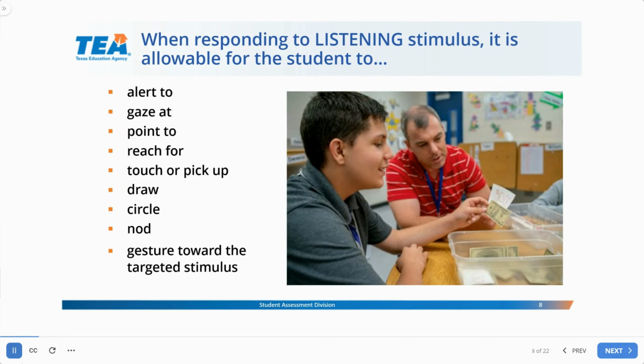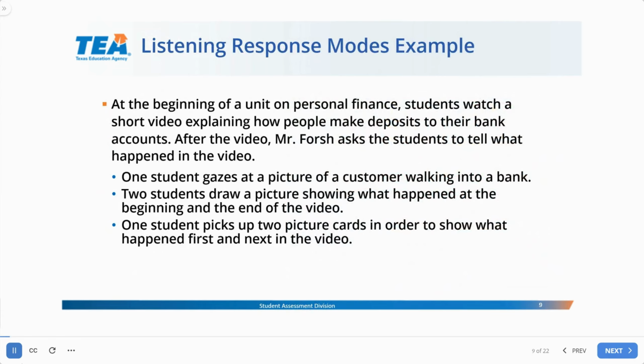Here is a list of alternate response modes for listening. Take a moment to read this list. Here is an example of how students in one class might use alternate response modes for listening.